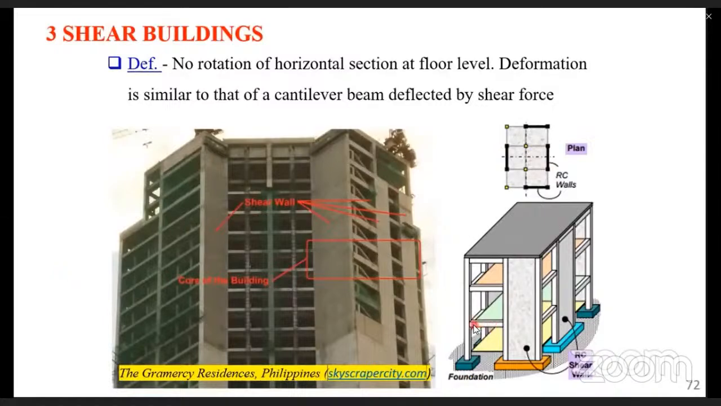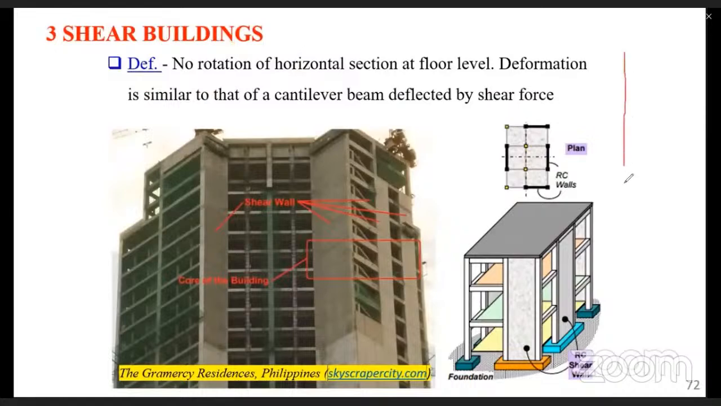When the structure sways, or if there is lateral loading, could it be earthquake, could it be wind loading, or any other lateral force or loading, we are saying that the shear walls, the reinforced concrete walls, are able to take that loading and prevent excessive deformation of our structure. Now, for this shear building, we are saying that there is no rotation of the horizontal section at the floor level, and therefore deformation is similar to that of a cantilever.